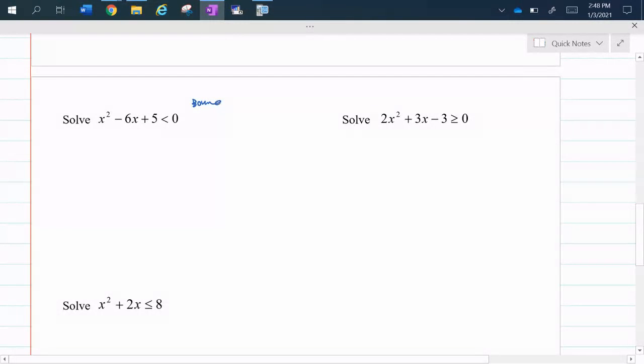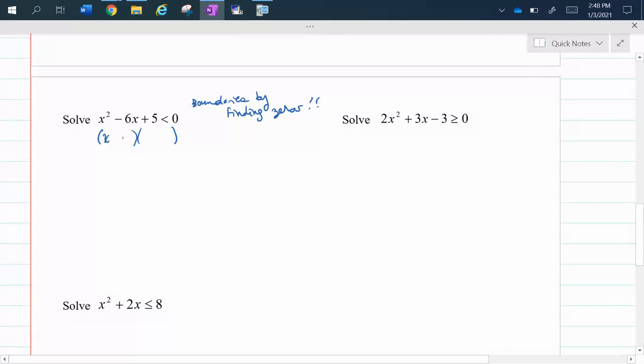Let's make some steps here. We get our boundaries by finding zeros. Okay, so that's the first thing. First thing we do is we get zeros. So we factor to get zeros, or if we can't factor, then we're going to want to use the quadratic formula.